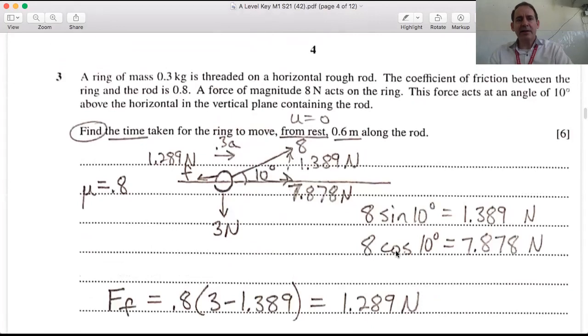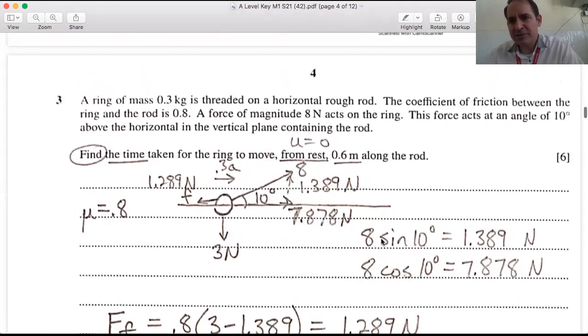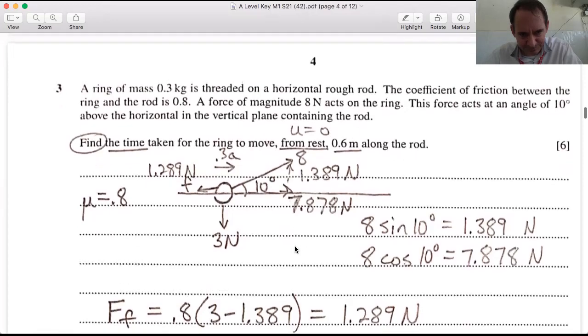Number 3, a ring of mass 0.3 kilograms is threaded on a horizontal rough rod. The coefficient of friction between the ring and the rod is 0.8. A force of magnitude 8 acts on the ring at an angle of 10 degrees above the horizontal of the vertical plane containing the rod. Find the time taken for the ring to move from rest 0.6 meters along the rod.